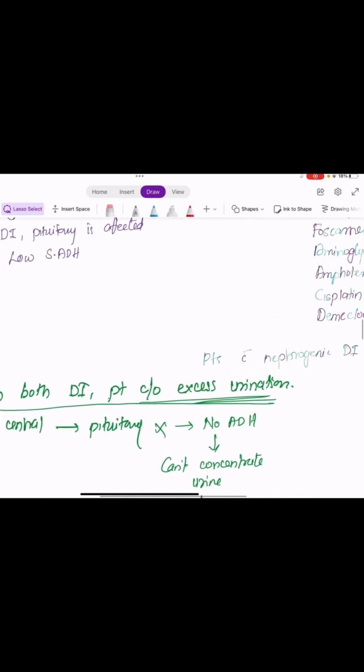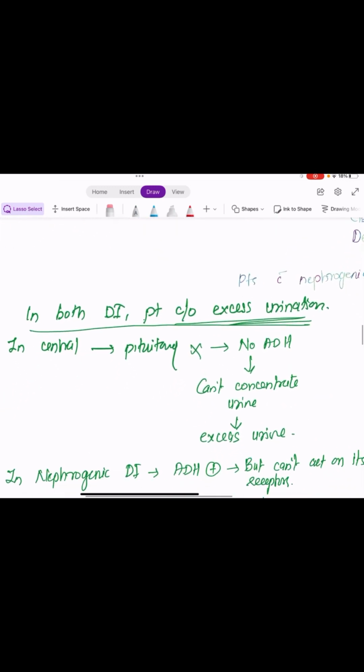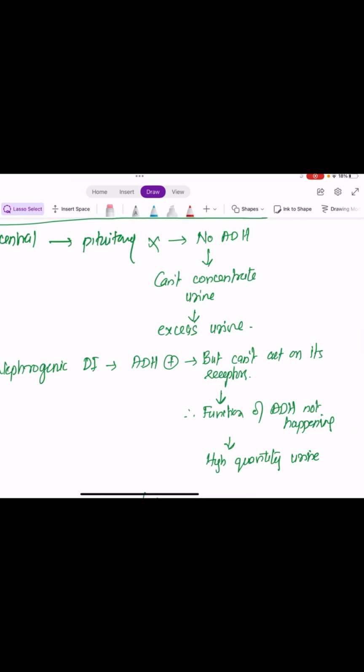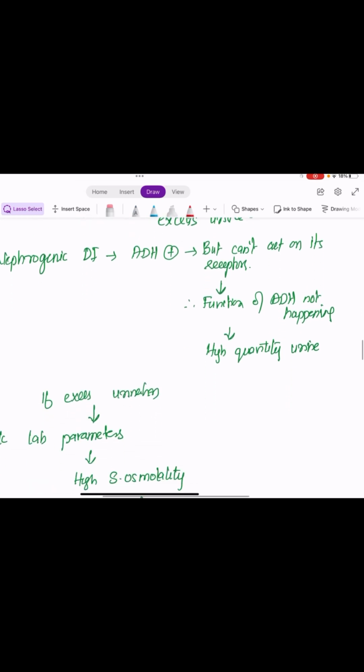In both DIs, the patient complains of excess urination. Patients with central DI have hypoactivity of the pituitary. So, ADH production is low to nil and urine doesn't get concentrated, leading to dilute excess urination. In nephrogenic DI, ADH is unable to act on its receptor. So, ADH level will be high in the serum, and since the function of ADH is not taking place, there is a high quantity of urine.